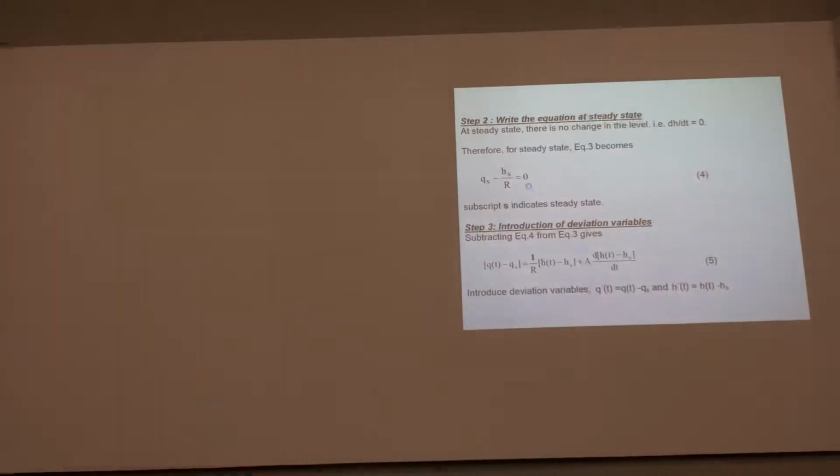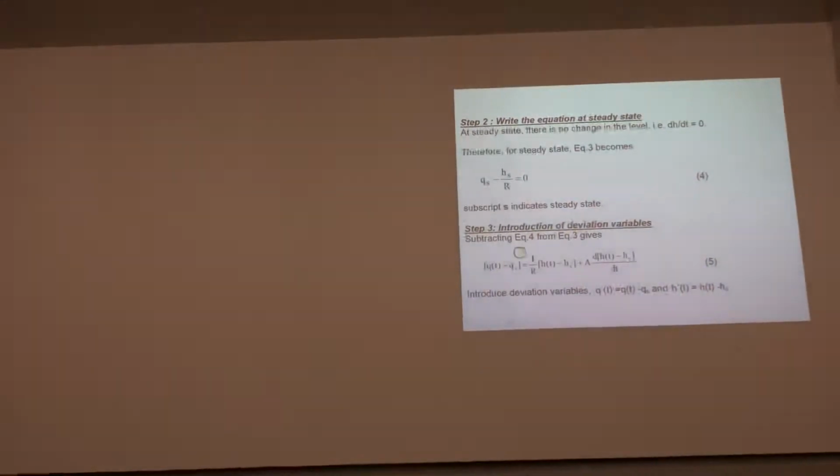Okay? So now step 3 is I introduce the deviation variables. Remember our equation 3 from the previous one, we have this Q(t). And in equation 4, we have this steady state. If I use Q(t) minus the steady state and I rearrange, I will have 1 over R times the tank level during the normal time minus the steady state, equal to my A. This one is still the same. And then the tank level at any time minus the tank level during the steady state. The entire equation here is just equation 4 minus equation 3.